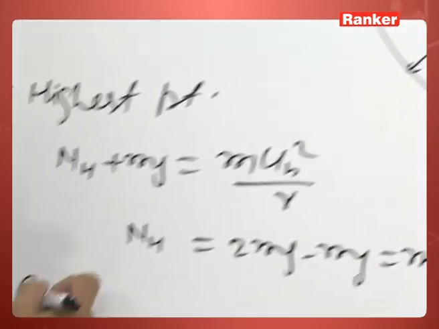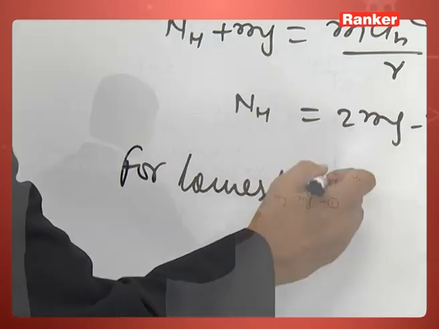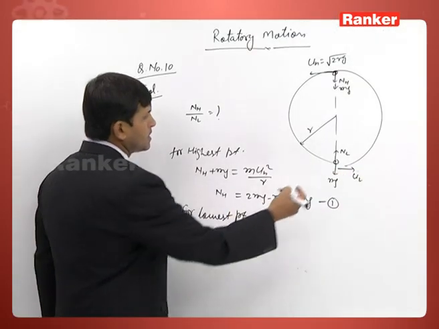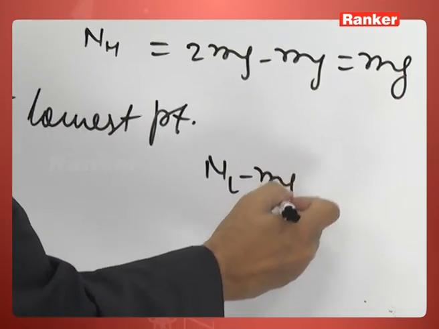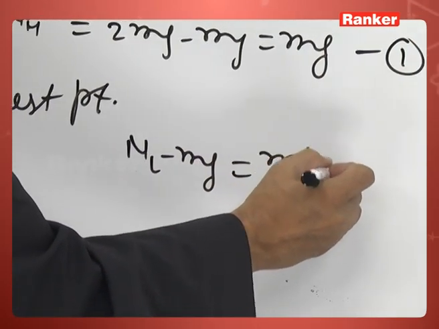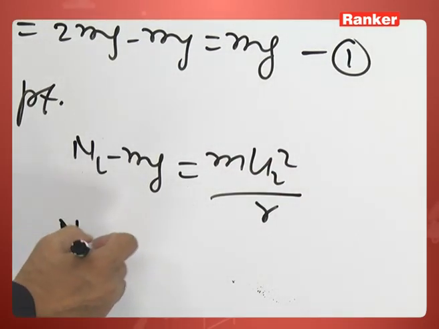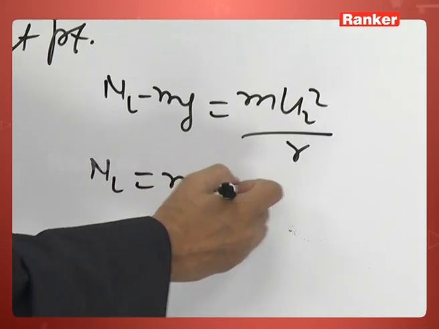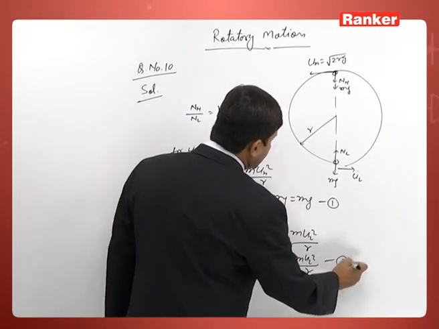For the lowest point, N_L upward minus mg, m u_L square by R. N_L is your mg plus m u_L square by R.